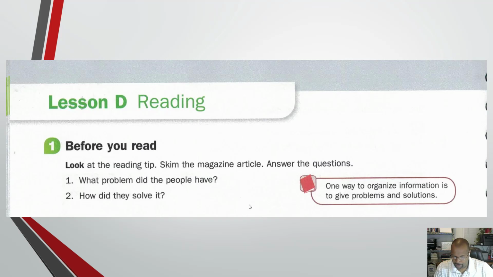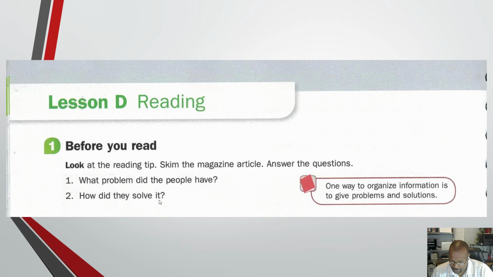Okay, so after reading or listening to this passage, now I'm pretty sure we can answer these questions. All right, so let's answer them together. What problem did the people have? Their problem was debt, because they used credit cards to buy things for their new house. That's what I got.